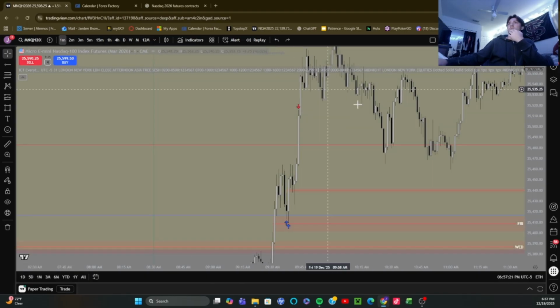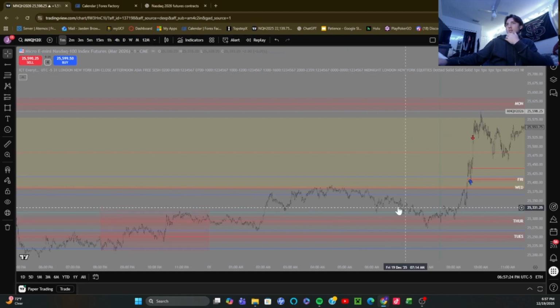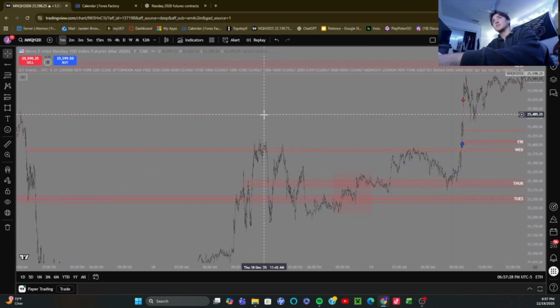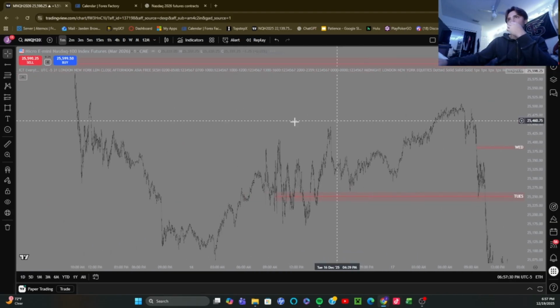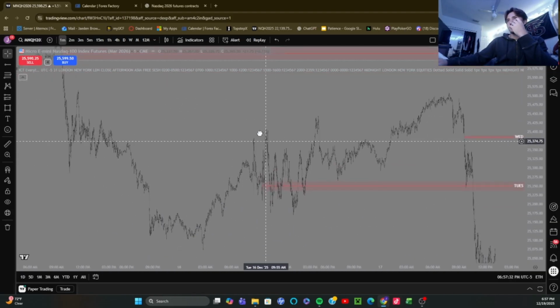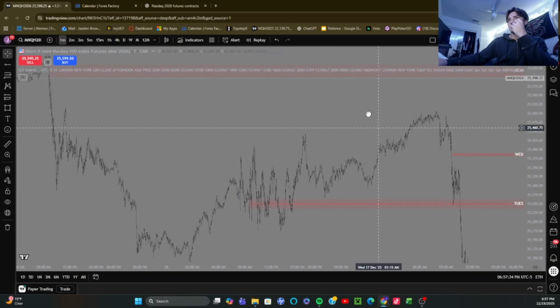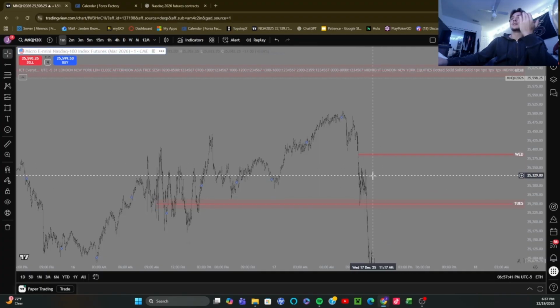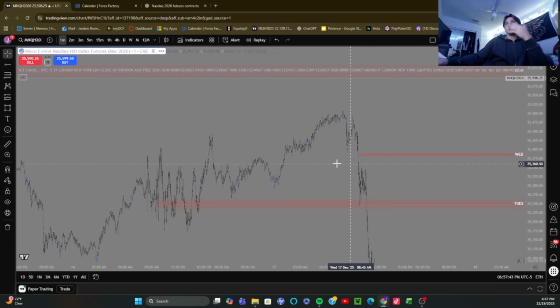Let's just look real quick at how these first presented fair value gaps were used throughout the week. So we have Monday's up here. It doesn't get touched on Tuesday. So we got Tuesday's down here. Wednesday's, look at that. That's beautiful right there. See, I use old fair value gaps. I haven't used this in a while.